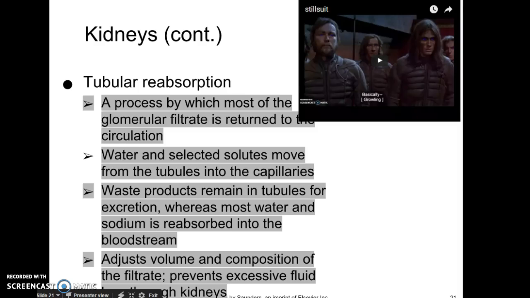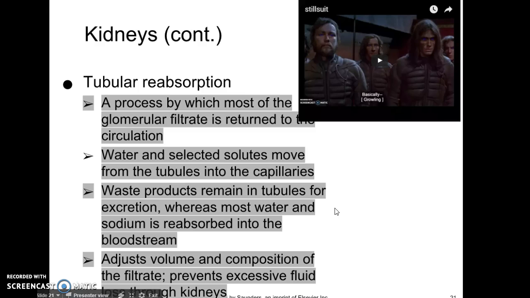So first, let's talk about reabsorption. It's the process by which most of the filtrate is returned to circulation. And when I'm talking about circulation, I'm talking about in the blood vessels. So it would return into the vein, because it comes in through an artery. The water and selected solids move from the tubules into the capillaries, so they would again be returned into circulation. But not all of it returns. The waste products remain in the tubules for excretion.